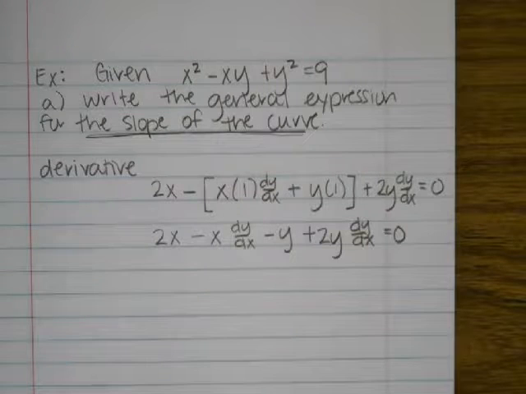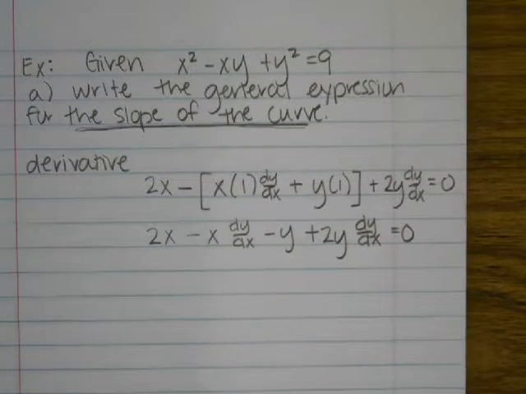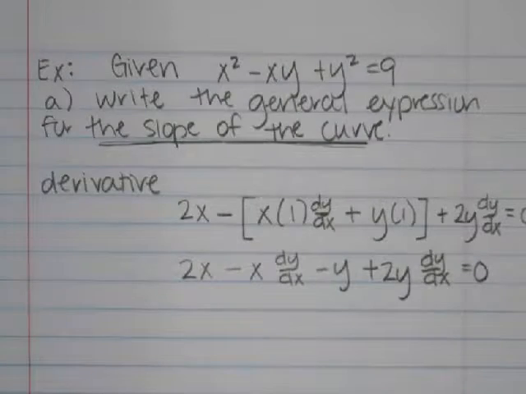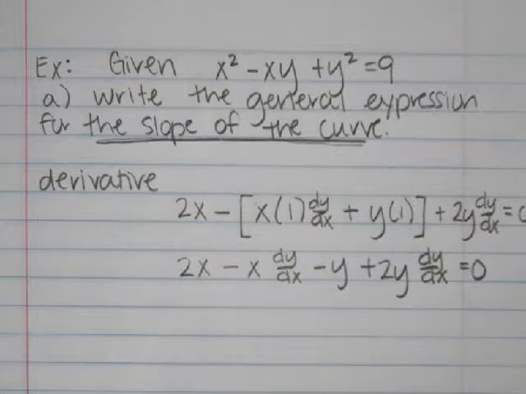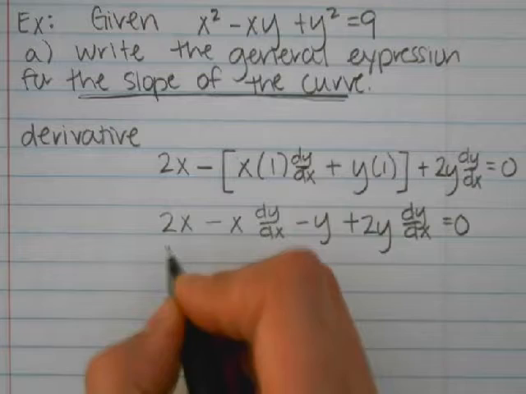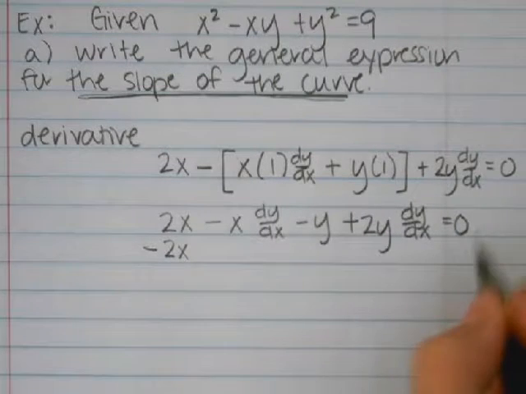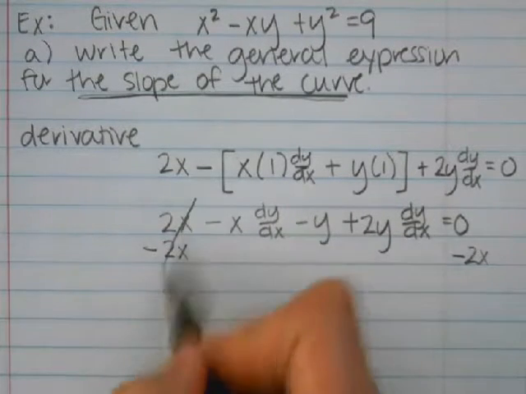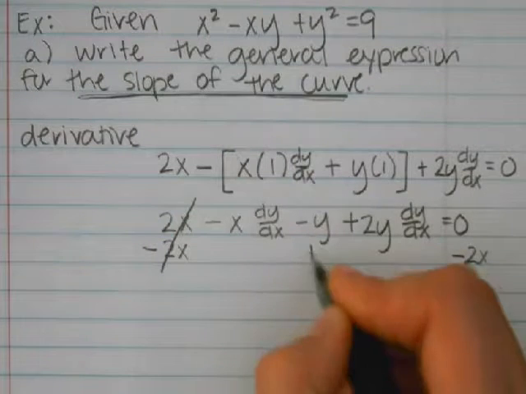So what is our goal now? Yeah, get the dy dx all by itself. Okay. So which side do you guys want to leave the dy dx on? Should we move the dy dx's to the right or leave them on the left? Leave them? Okay, so if we're leaving them on the left, then that means I'm going to move the 2x. And I'm going to move the y.